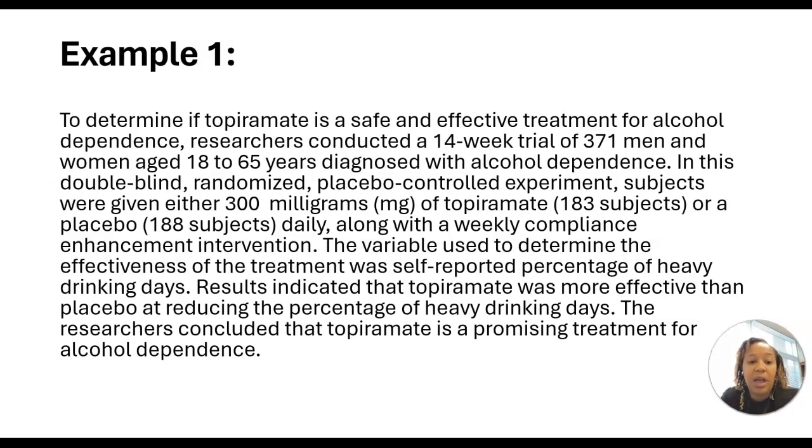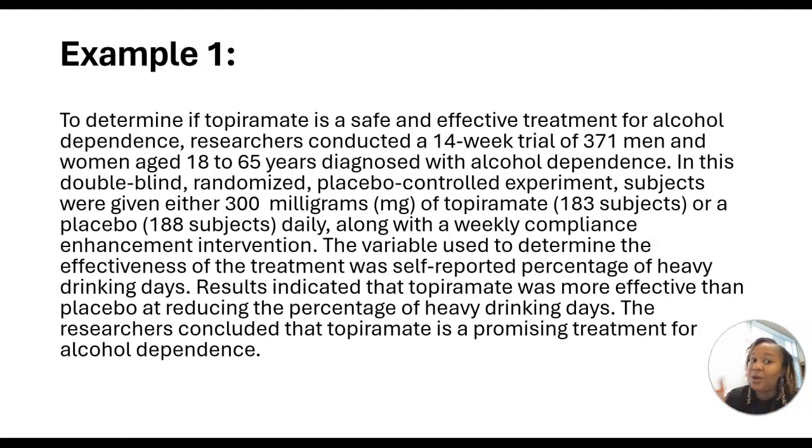In this double-blind, randomized, placebo-controlled experiment, subjects were given either 300 milligrams of topiramate or a placebo daily, along with the weekly compliance enhancement intervention. The variable used to determine the effectiveness of the treatment was self-reported percentage of heavy drinking days. Results indicated that topiramate was more effective than placebo at reducing the percentage of heavy drinking days. So the researchers concluded that topiramate is a promising treatment for alcohol dependence.